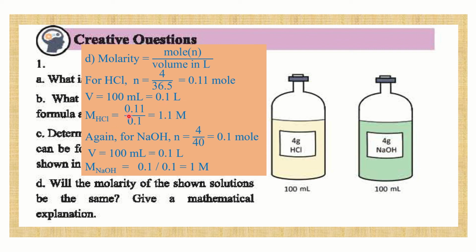So the molarity of HCl is 0.11 divided by 0.1. It comes 1.1 molar. But for sodium hydroxide, it is 0.1 mole and volume is also 0.1 liter. So it comes 0.1 divided by 0.1, 1 molar. So the concentration of which one is more? HCl is 1.1 molar and sodium hydroxide is 1 molar. So the concentration of HCl is more than the concentration of sodium hydroxide.